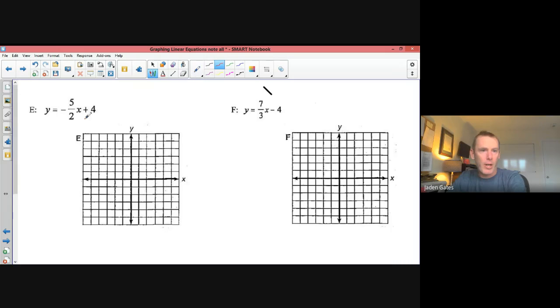So let's see here. Again, we have our slope. Our y-intercept is 4. That's the first thing we plot, +4. So again, 1, 2, 3, 4 up on the y-axis. So there's our starting point. All right, and our slope. See how we have a negative sign here? That means the negative sign can either be on the 5 or it can be on the 2. Same thing.